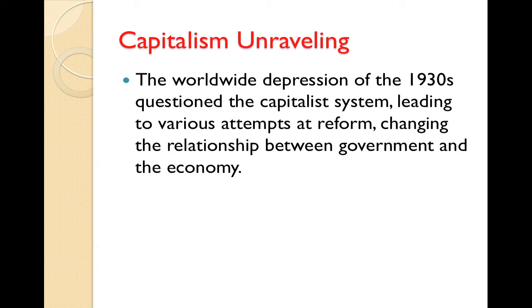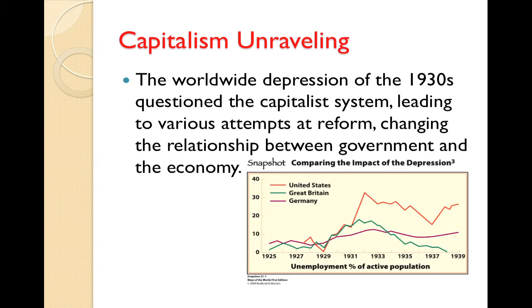government and the economy. As you can see here in this map, you can see unemployment in 3 countries, the United States in orange, Great Britain in green, and Germany in pink. And unemployment was a huge problem that resulted from the Great Depression. In some cases, the numbers are around 35%.